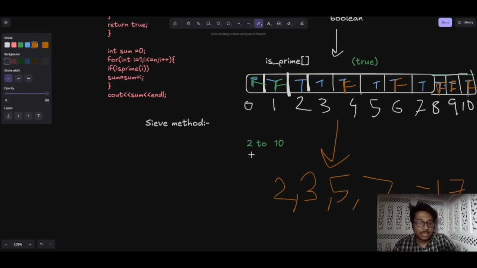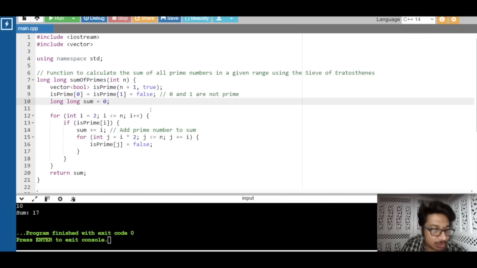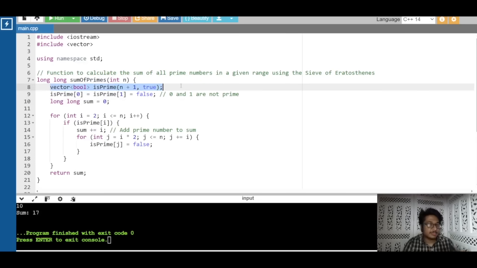Now, while doing this, I can also calculate the sum. It's very easy. Let's look at the code. It will be really easy for you guys. Look, first of all, you have an isPrime array or a vector. Don't get confused.